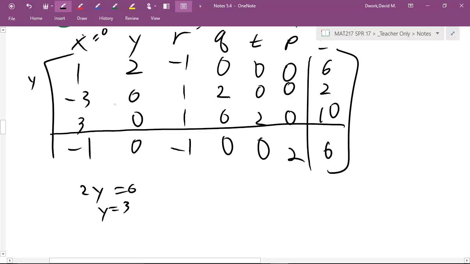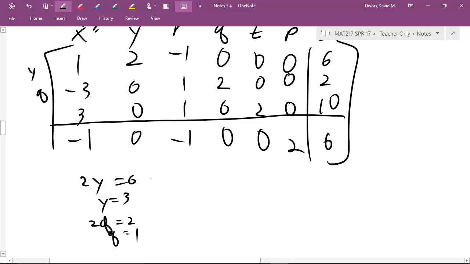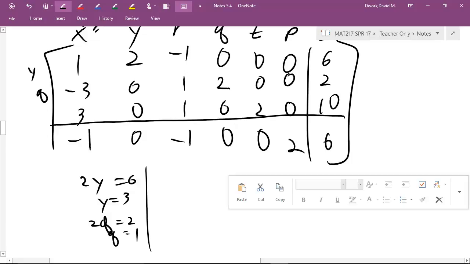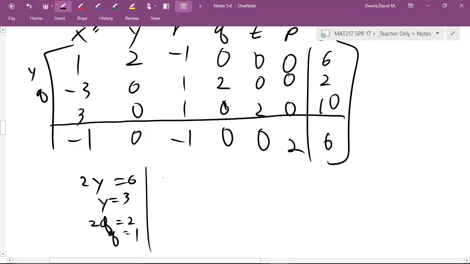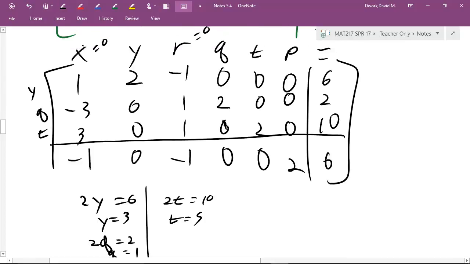Okay, so the next row, when we read this, we got x equals 0, y equals 0, r equals 0, q. So it's going to be 2q's is equal to 2, which means q equals 1. Fine, it's positive. Okay, that one gives us a q. Last row, x equals 0, y equals 0, r equals 0, q, that's a 0. T, so 2t equals 10, so that gives us t equals 5. Good news, that gives us t. So therefore, I have all positive numbers. That means I'm done with the general part of the problem.